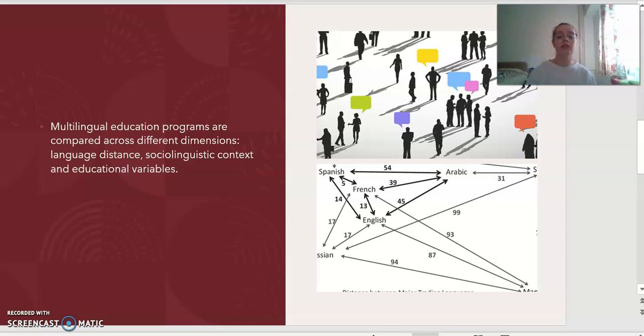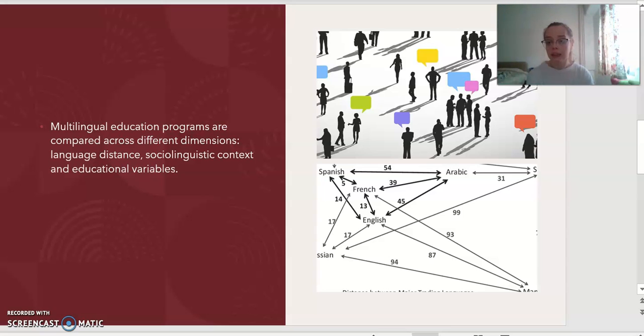And finally, education variables is all about the different uses of language as a subject, and also the multilingual degree of the teacher, and also the school environment like that.